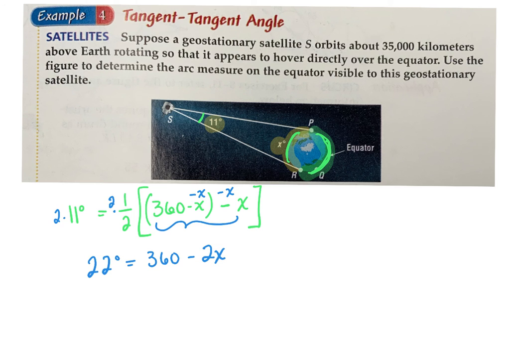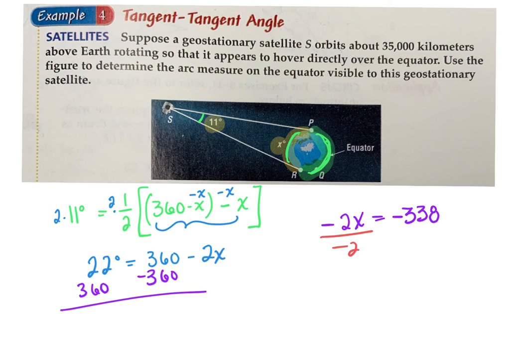What's my next step here? Subtract my 360, right? So I'm going to get negative 2X equals what? Hopefully that. And then divide by negative 2. So X is going to equal 169, not 66, 169.